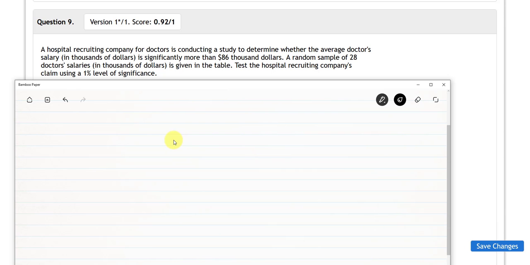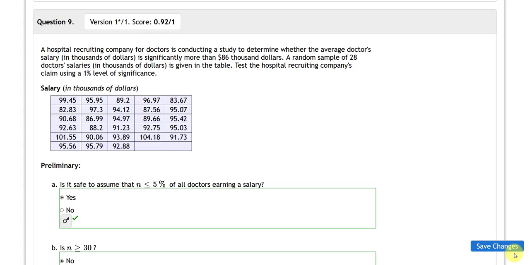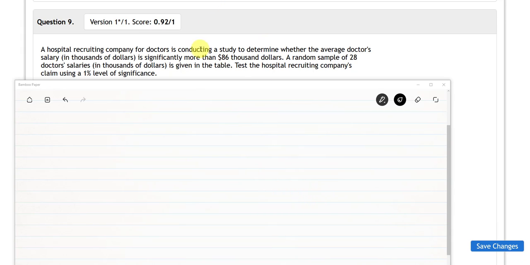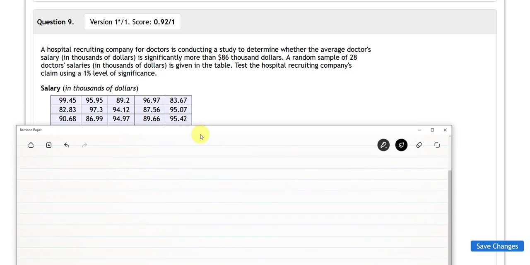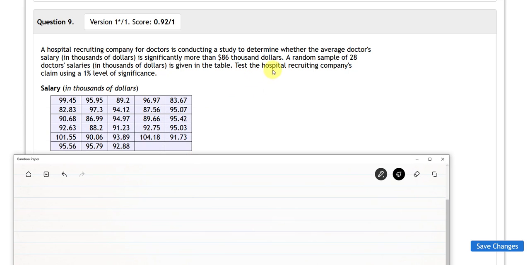The second question that I'm going to solve in this video is about the hypothesis testing for the one sample mean. A hospital recruiting company for doctors is conducting a study to determine whether the average doctor's salary in thousands of dollars is significantly more than $86,000. A random sample of 28 doctors' salaries in thousands of dollars is given in this table below here. Now test the hospital recruiting company's claim using the 1% level of significance.